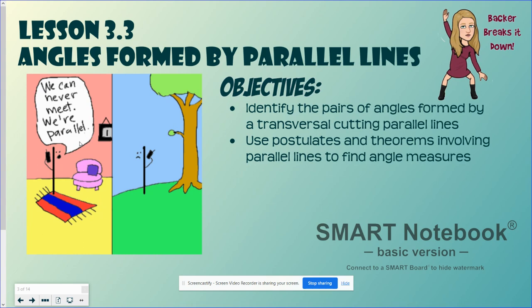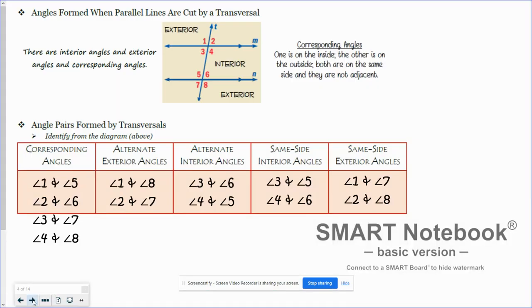In this episode, we are going to explore angles formed by parallel lines. So, we're talking about the pairs of angles formed by a transversal cutting parallel lines. Now, you did a construction and you constructed corresponding angles.